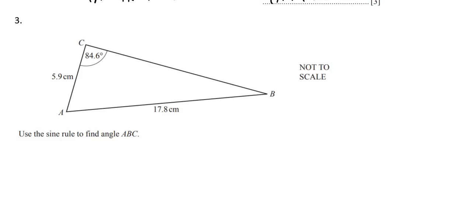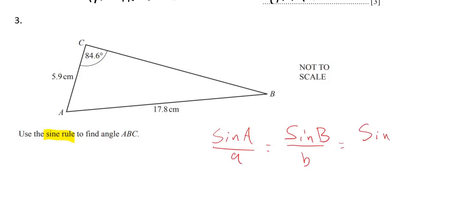And number 3, it tells you that they want you to use the sine rule. What is the sine rule? Well, it can be written different ways, but we'll say the sine of A over side A equals the sine of B over side B. And in this case, we want to use the sine of C over little c. We can use any combination of the ratios.